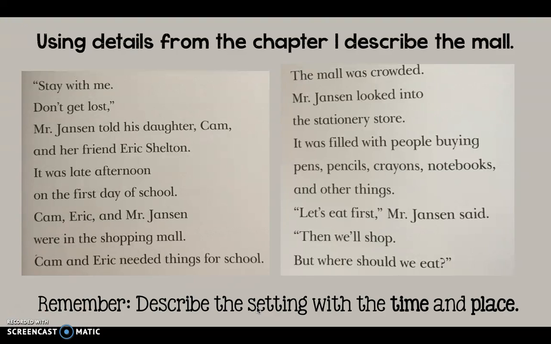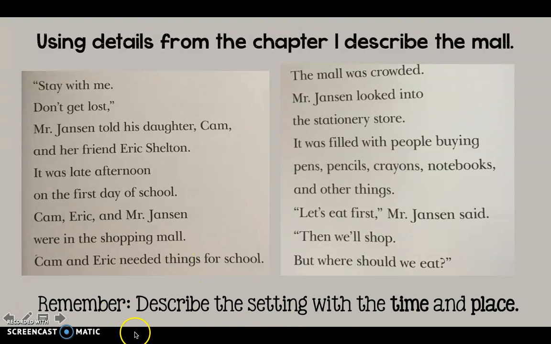Stay with me, don't get lost, Mr. Jansen told his daughter Cam and her friend Eric Shelton. It was late afternoon on the first day of school. Cam, Eric, and Mr. Jansen were in the shopping mall. Cam and Eric needed things for school. The mall was crowded. Mr. Jansen looked into the stationery store. It was filled with people buying pens, pencils, crayons, notebooks, and other things. Let's eat first, Mr. Jansen said. Then we'll shop. But where should we eat?